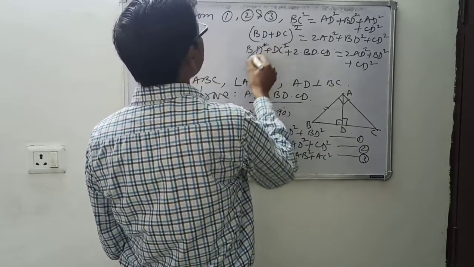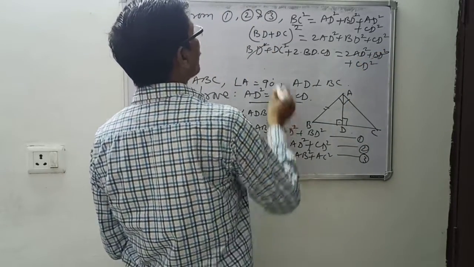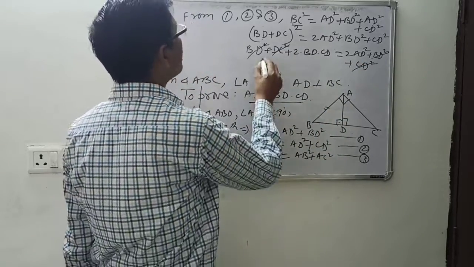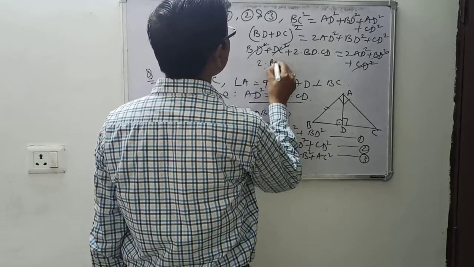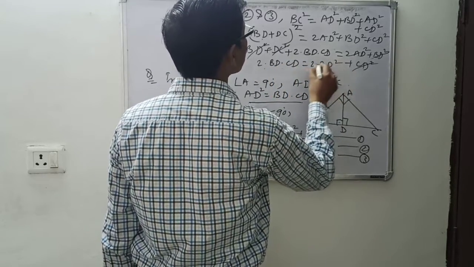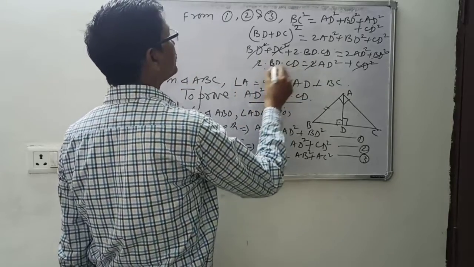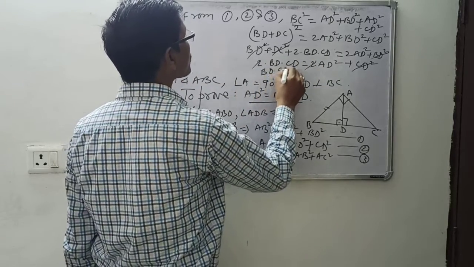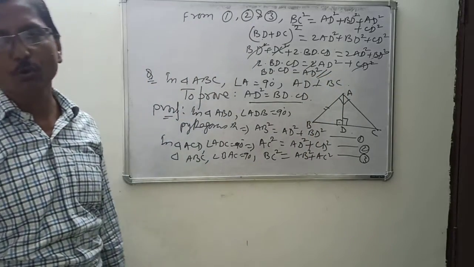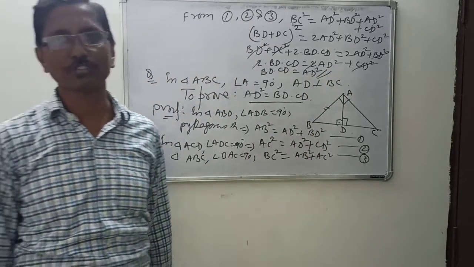See, BD square on both sides removes. DC square as well as CD square, same thing you can remove. So ultimately you are getting 2 into BD into CD is equal to 2AD square. See, 2 is removed also. So BD into CD equal to AD square. That is easily proved with the help of the Pythagoras theorem.